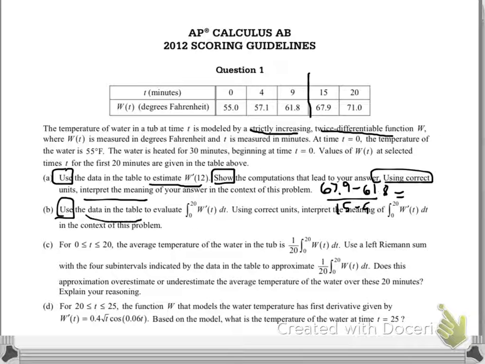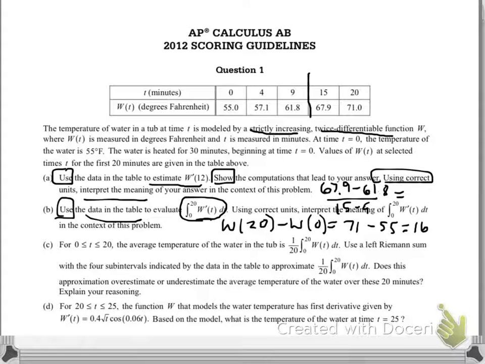Use the data in the table, so we're still approximating, to evaluate the derivative of w prime. So if you think about your little song where you learned the integral from a to b is the integral of b less the integral of a. So the integral of b is 71, integral of a is 55. Basically, it's a fancy way of saying that the temperature changed 16 degrees in that time. That was the total change in temperature at that time.